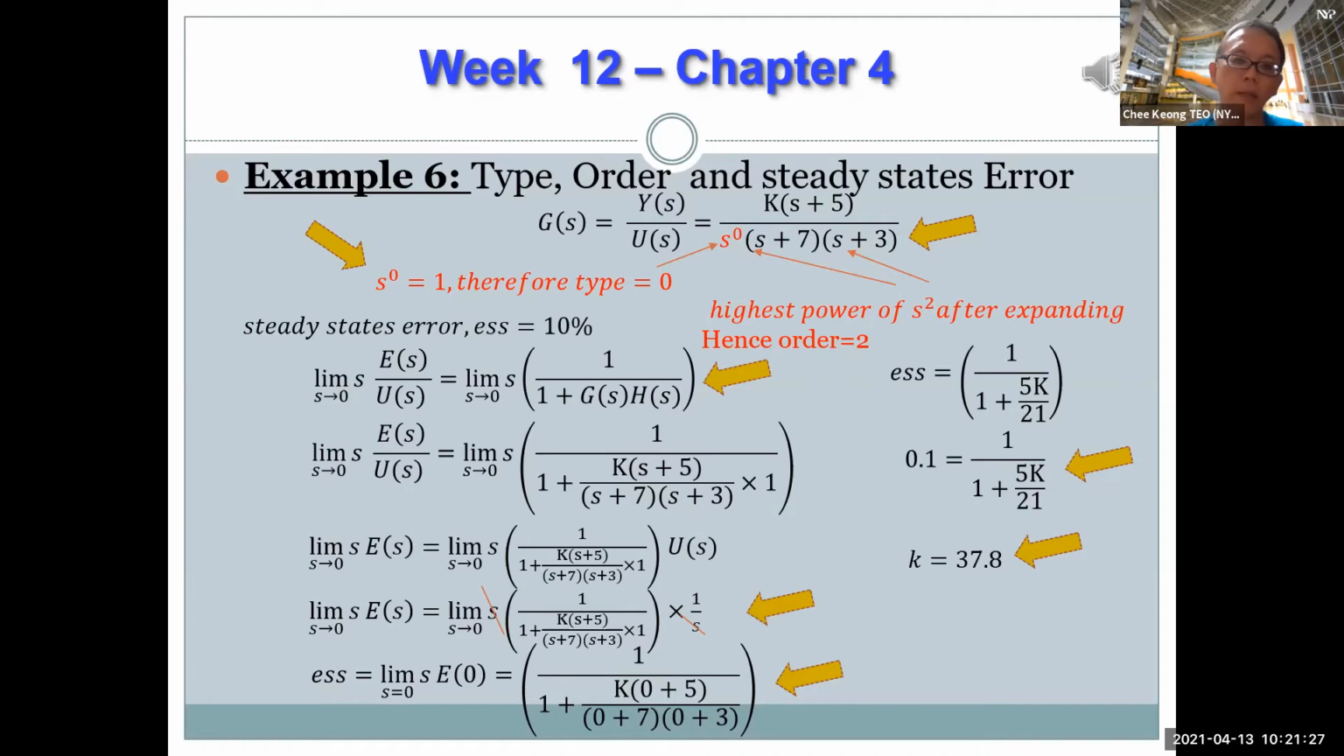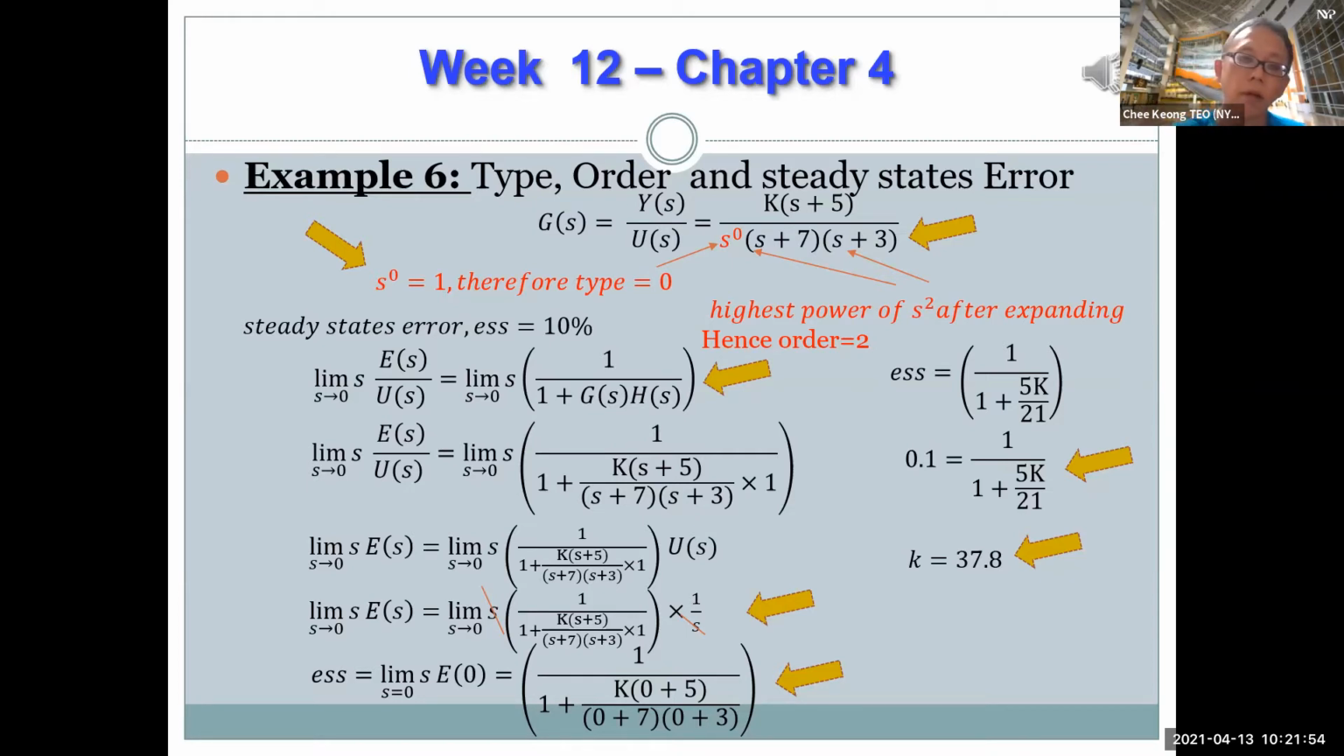Now this is another example that tries to show you basically what is the order of the system and what is the type of the system. And at the same time, it also tries to formulate a steady state error by having you determine what is the k value so as to have a steady state error of 10%, right?